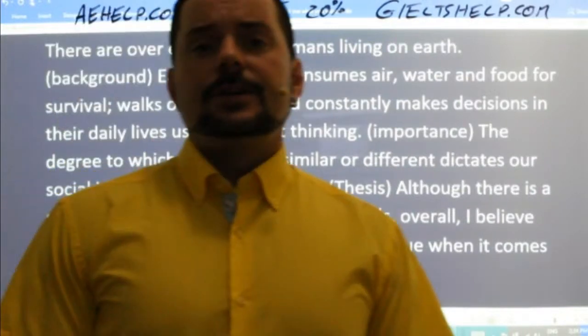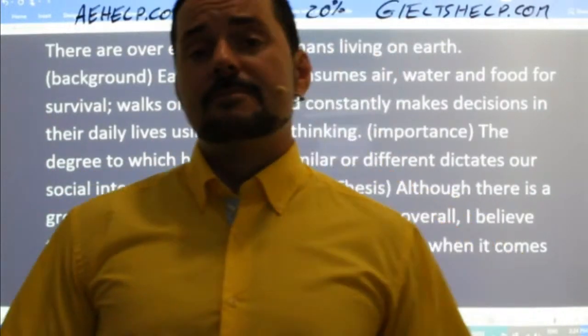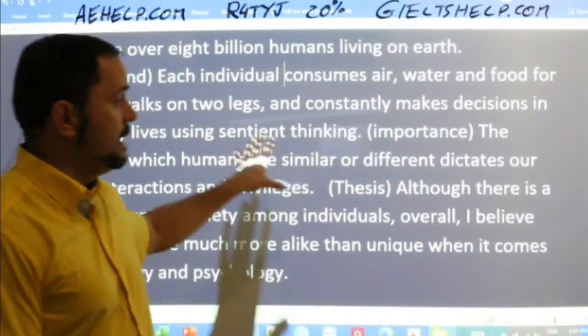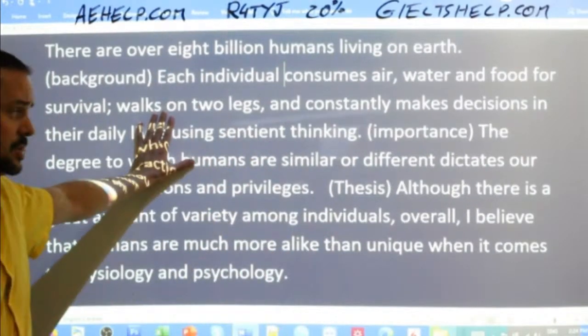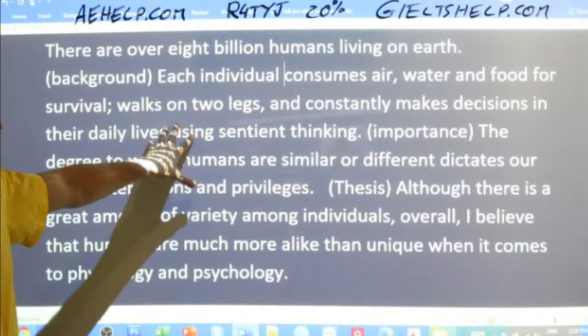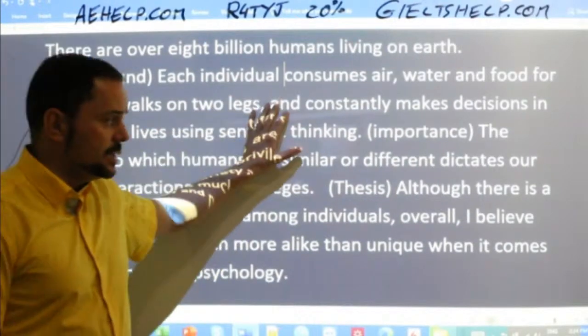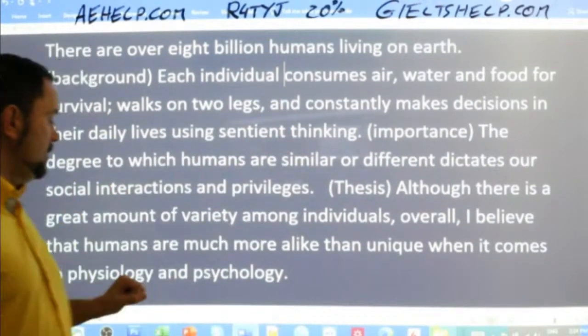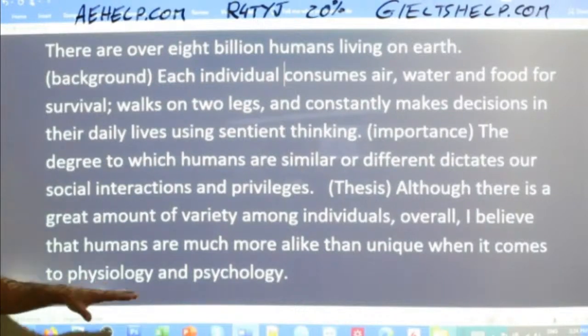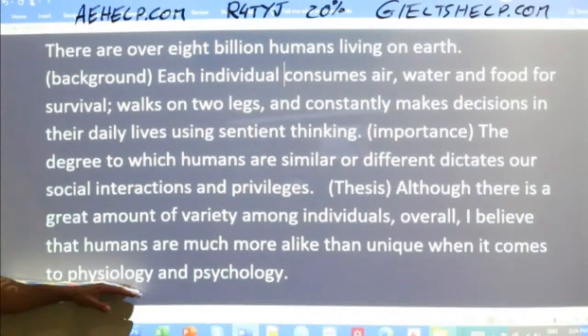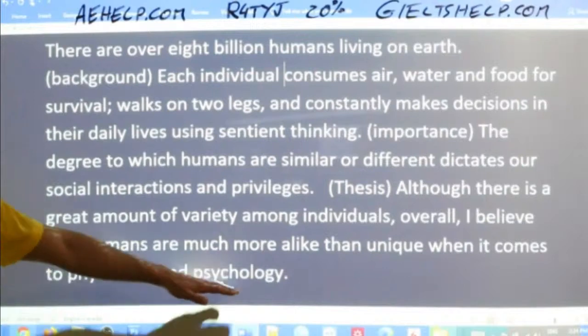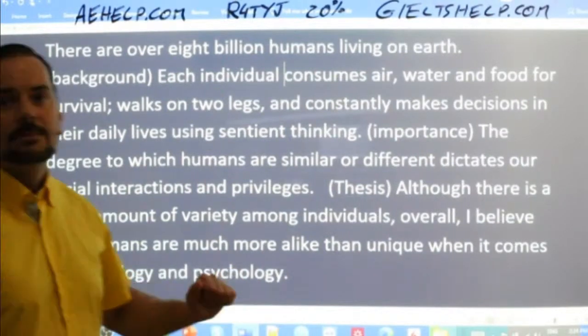All right, so there you have my introduction. That would be your band nine approach. That's going to work well for the essay. It's got your reader interested, and they're clear that you're going to express how we're much more similar than dissimilar in our physiology and in our psychology in the first and second body paragraphs.